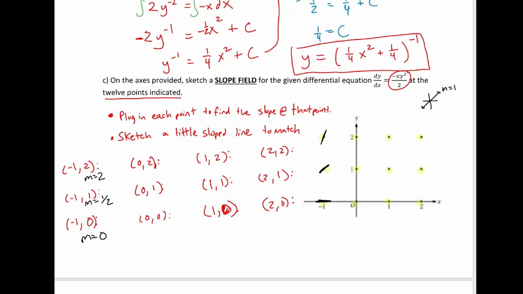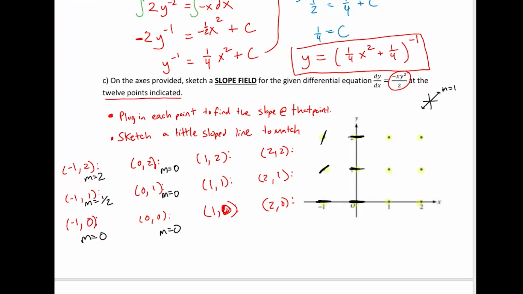At 0, 2, we've got 0 times anything, which is going to be 0. So 0 divided by 2 is just going to be 0. I'm going to draw a little line here that has a slope of 0. If I plug in 0, 1, again, I'm going to get 0 times whatever. So you can see how you can start to go a little faster here. Once you start plugging in the same numbers over and over again, you're going to start noticing patterns and be able to move along faster. If I plug in 0, obviously this is just going to be 0. So we've got a slope of 0 down here at the origin.